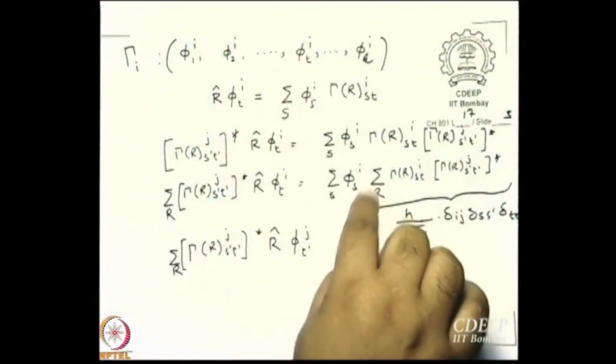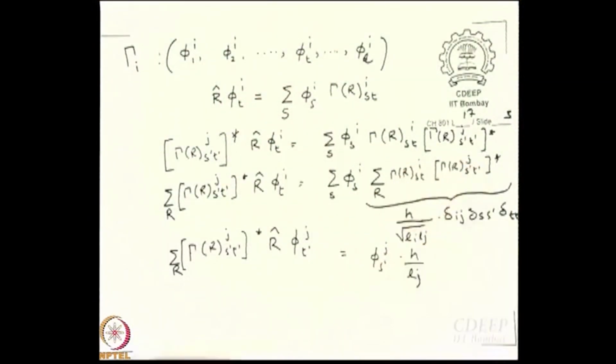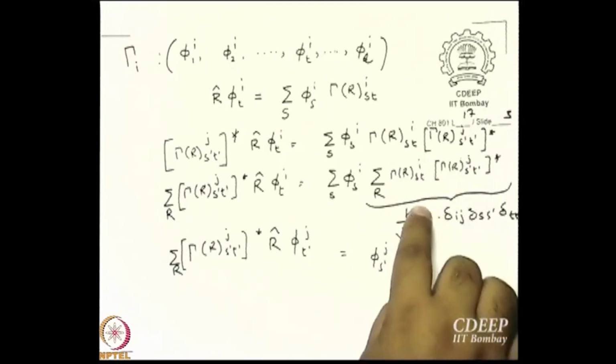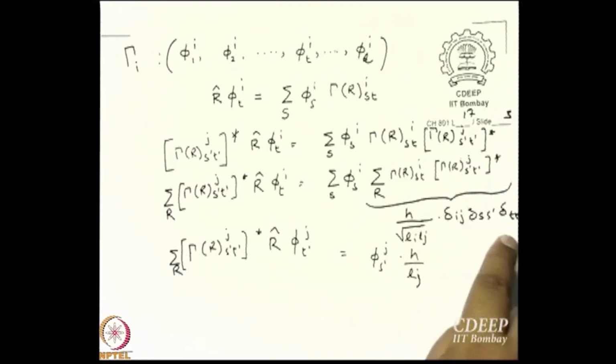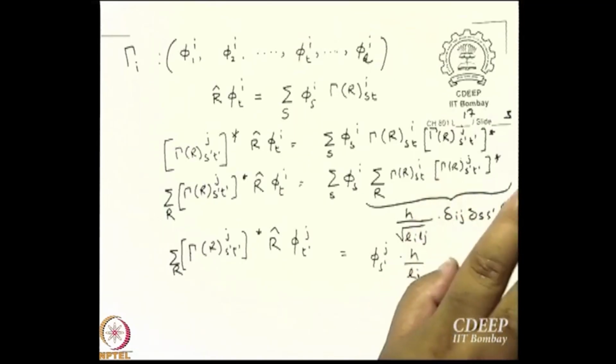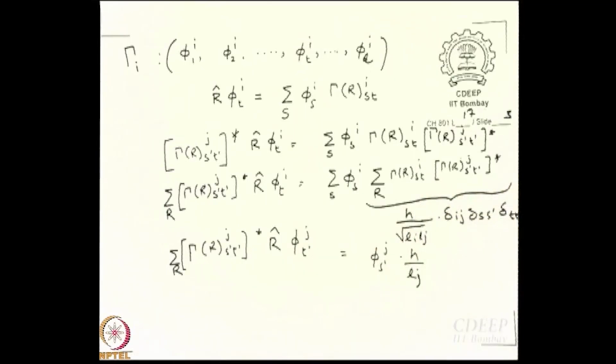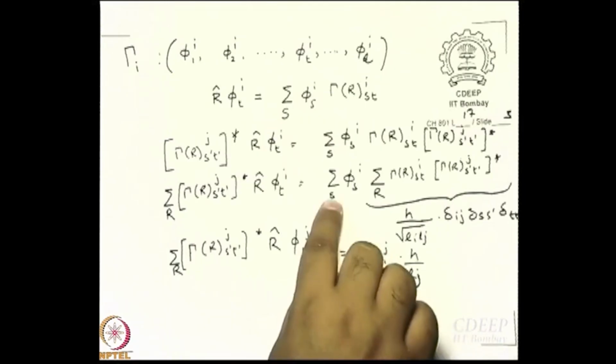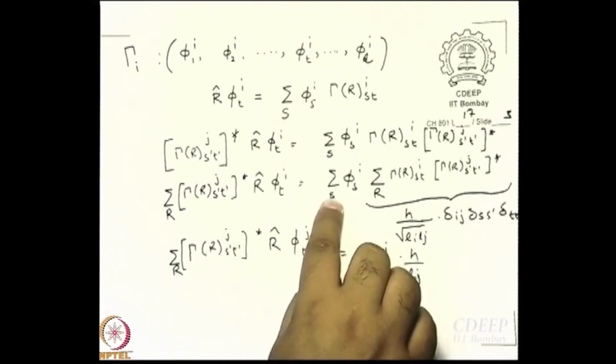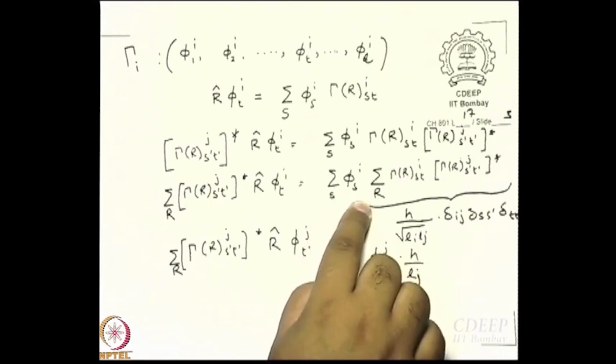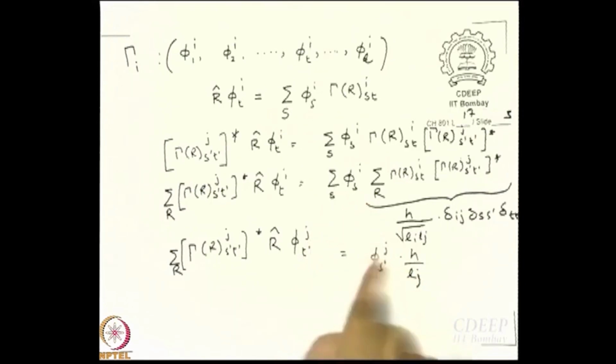What happened to the summation? There was a sum over s. Sum over R is gone anyway, right? The sum over R of the product of the matrix elements has been replaced by h by root over Li Lj, delta ij, delta ss dash, delta tt dash. That summation over R is gone, and then what I have done is I have put s equal to s dash, t equal to t dash, i equal to j. So out of this summation, the only term that survives is when s is equal to s dash. That's why I have written phi s dash j.